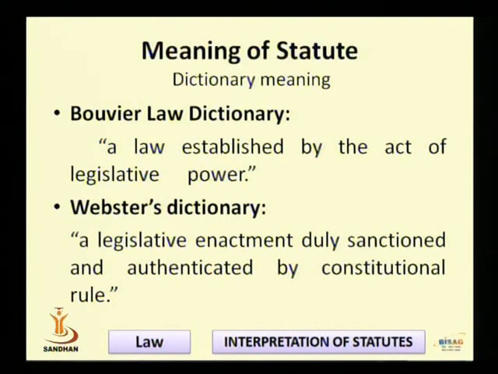Both the meanings of law discuss some authenticated bunch of rules. As the words authenticated or established by the act, these two phrases are present in these two definitions, it means this definition discusses the word statute. So, statute as per dictionary meaning is a law which is established by the act of legislative powers or authenticated by the constitutional rule of that land. This is the dictionary meaning.